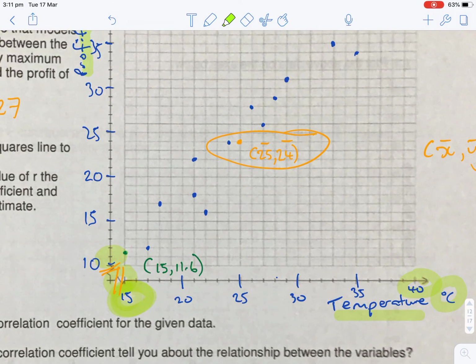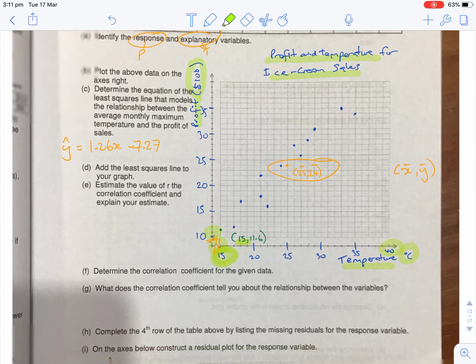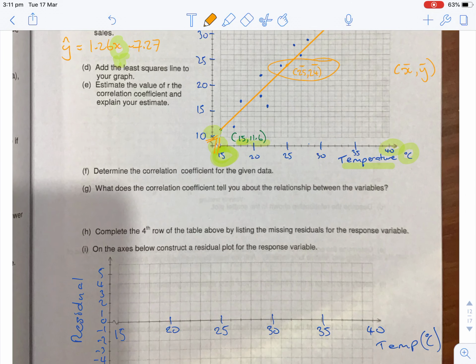So here I said, well, I'm going to see it when X is 15. So when X is 15, on my ClassPad, I could use the trace facility, and that spat out this 11.6. Otherwise, I can replace this X here with the 15 and calculate that from my equation. Once I've got my 2 dots plotted, I can basically then just put a line through. So I'm going through my 2 dots, extend your line right through your graph, and that would be my least squares regression line.